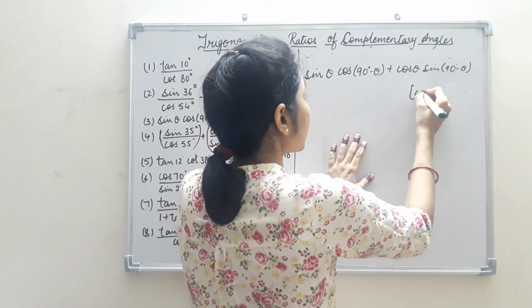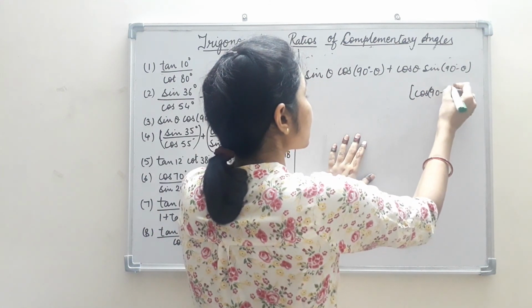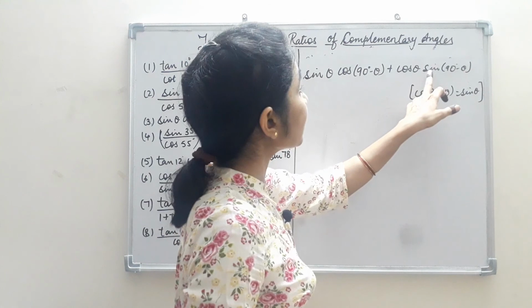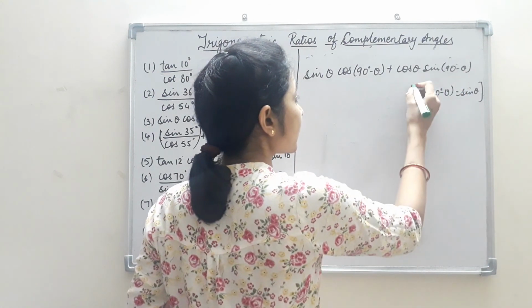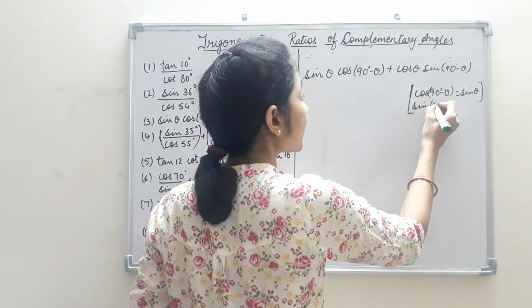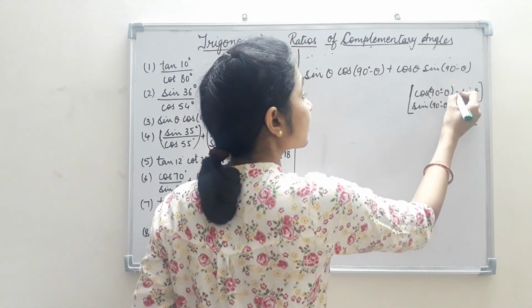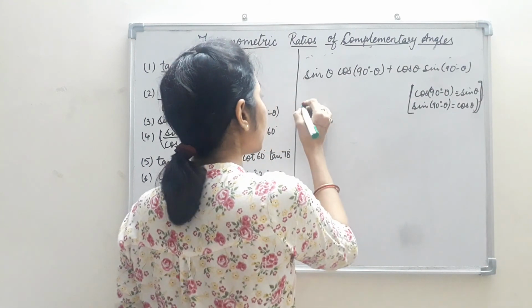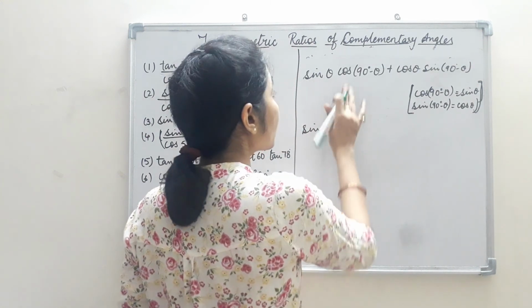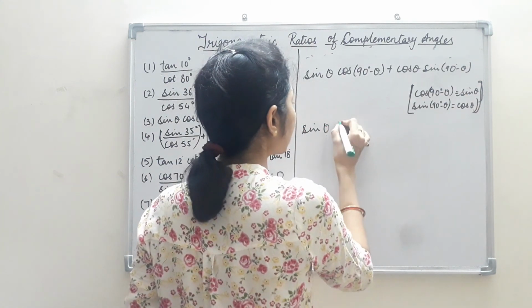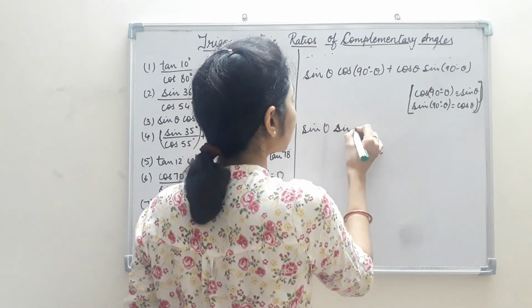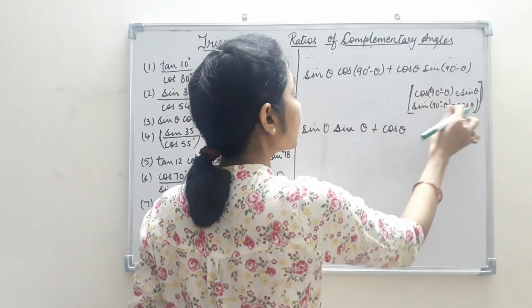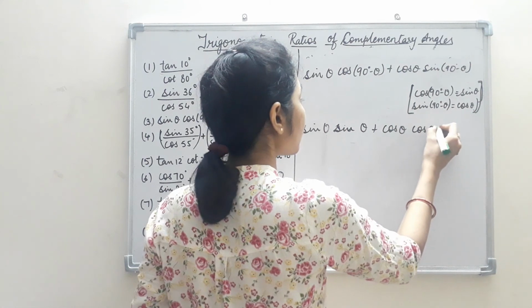As I know that cos 90 minus theta is equal to sin theta. And here I have sin 90 minus theta, which I will change into cos theta. Sin 90 minus theta is equal to cos theta. So sin theta remains as it is, cos 90 minus theta becomes sin theta, plus cos theta remains as it is, and sin 90 minus theta becomes cos theta.